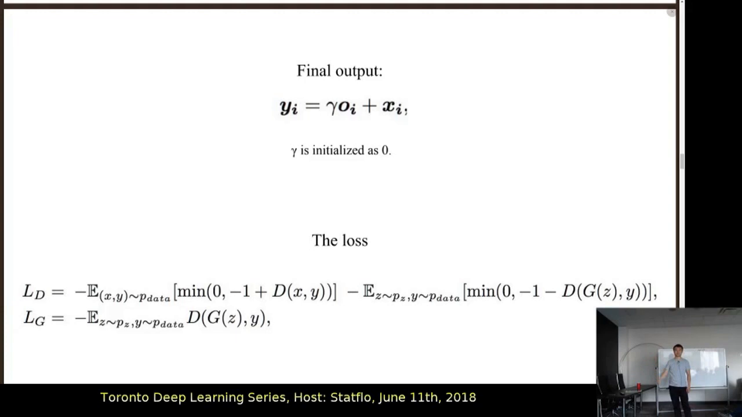Gamma is initialized as zero. The paper is basically saying the intuitive justification is that with all this effort we have computed, initially we want to set it to zero because we want the network to focus on local, easier to compute features first. So as you train the network through more iterations, because gamma is a parameter, the network figures it out on its own and can adjust gamma by itself. And then there's the loss function.